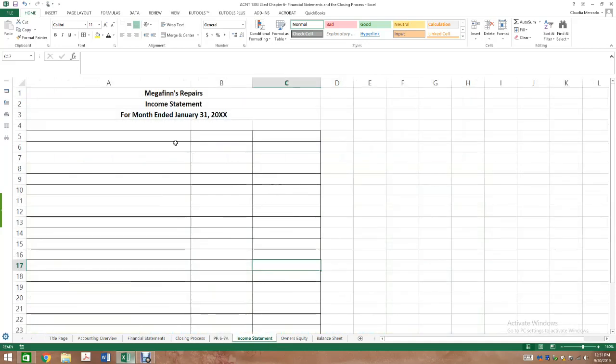On the income statement, there's two things that we report. We report our revenues and we report our expenses. If your revenues are greater than your expenses, then you have net income. If your expenses are greater than your revenues, then you have a loss. So, where am I going to obtain the information to put in here?